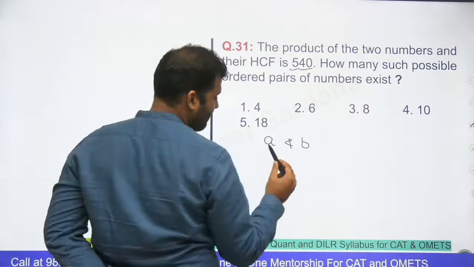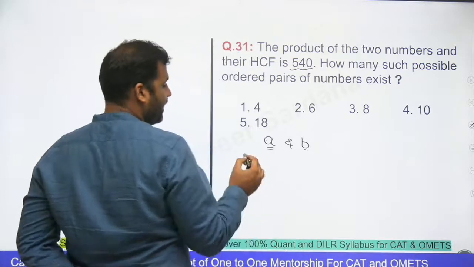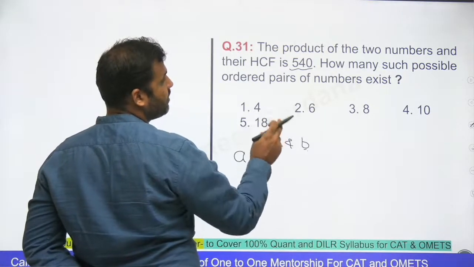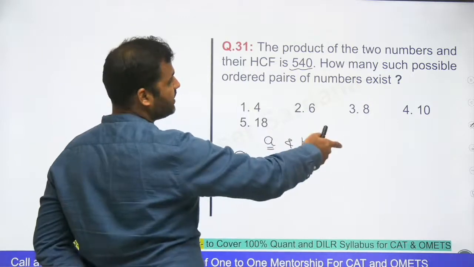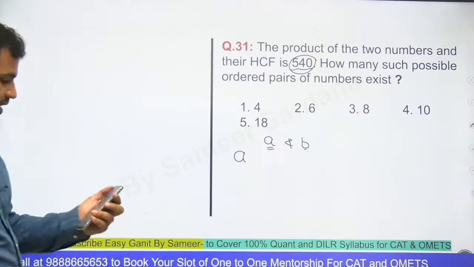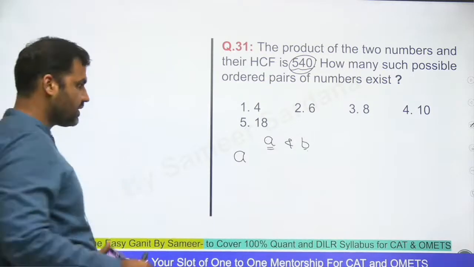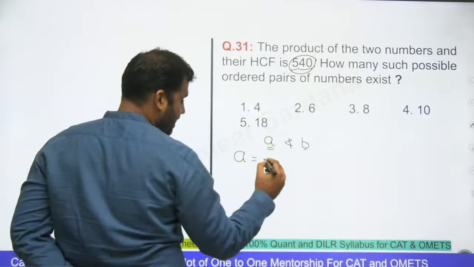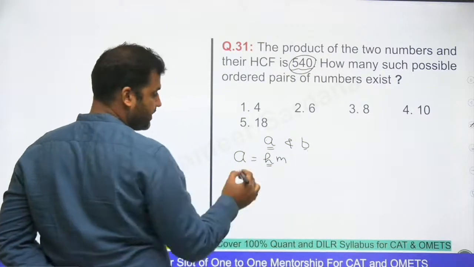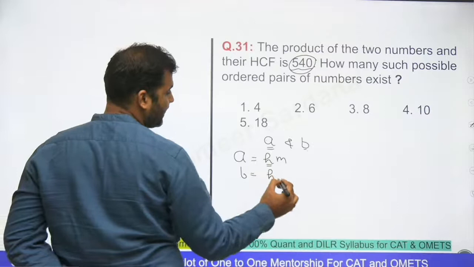So let's say that the numbers are A and B, right? And because I'm supposed to find out the product of the two numbers and their HCF, that is given to me as 540. So what I need to do, guys? इस question का answer लिखो. Can I assume the numbers to be A equal to HM? Let's say that H is the HCF, guys, and B to be equal to HN.